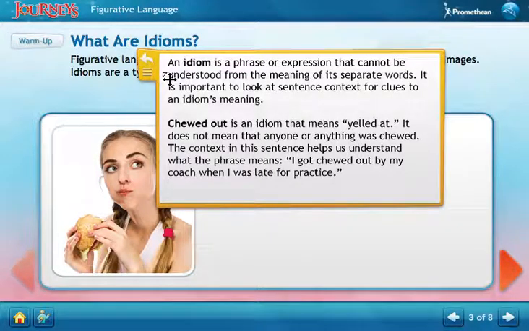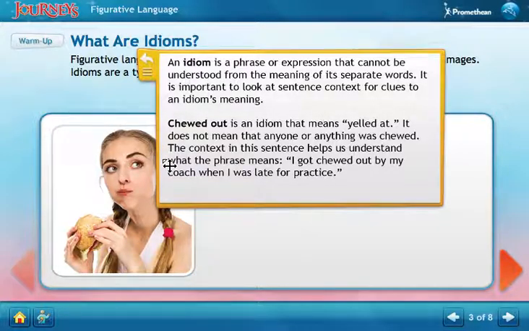An idiom is a phrase or expression that cannot be understood from the meaning of its separate words. It is important to look at a sentence's context for clues to an idiom's meaning. So "chewed out" is an idiom that means yelled at. It does not mean that anyone or anything was chewed. The context in this sentence helps us understand what the phrase means.